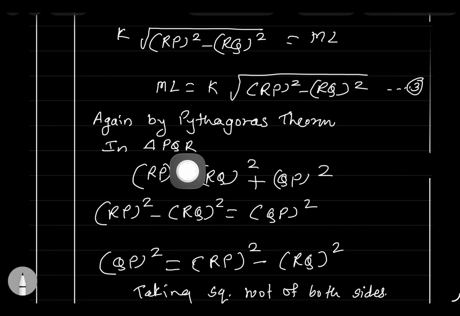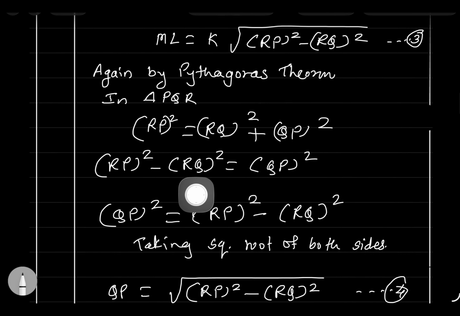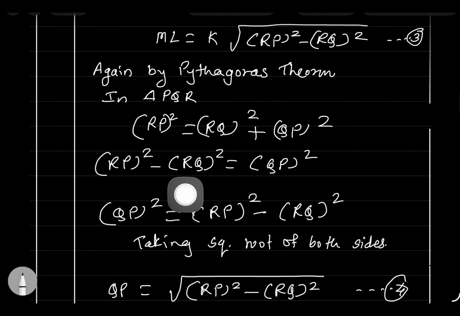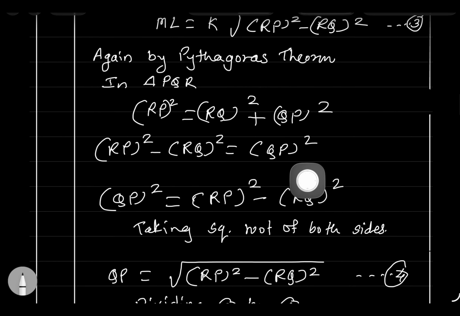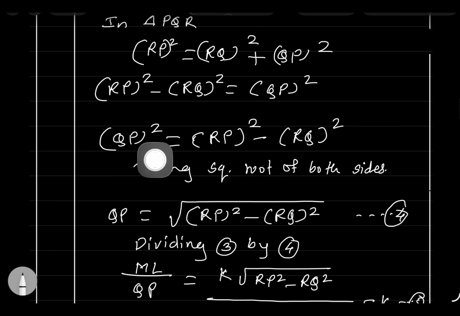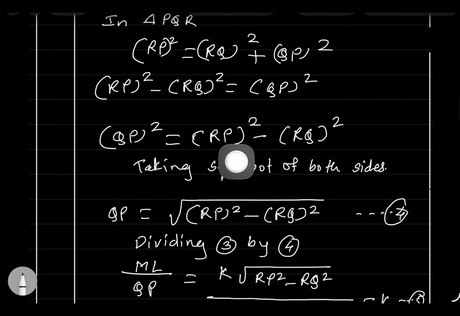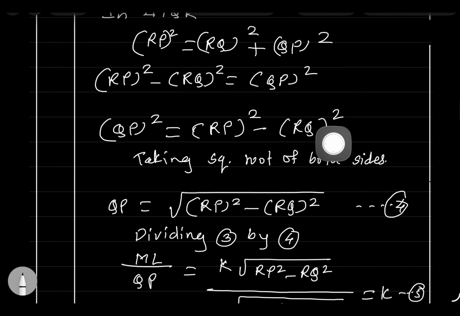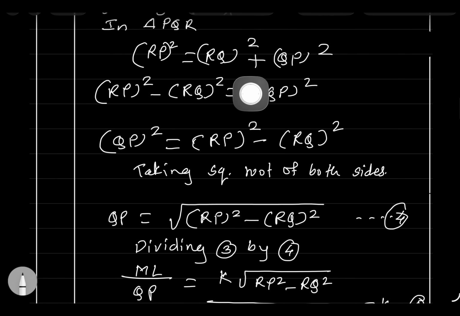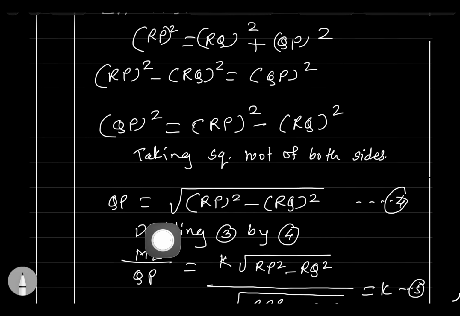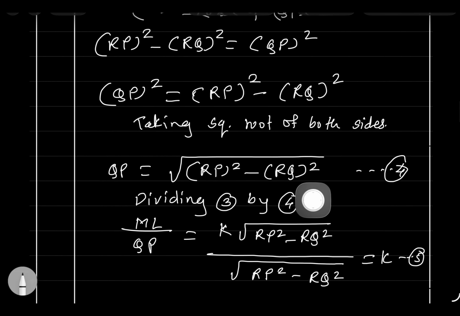So here RP square means this is the hypotenuse, and the other two sides' squares are added. So here RP square minus RQ square equal to QP square. Okay, so QP square equal to RP square minus RQ square. Same way, whichever sides we are writing, that third side we are taking. So taking the square root, we are finding QP equal to the square root of RP square minus RQ square.